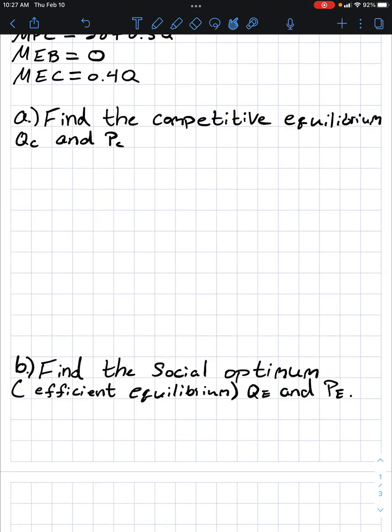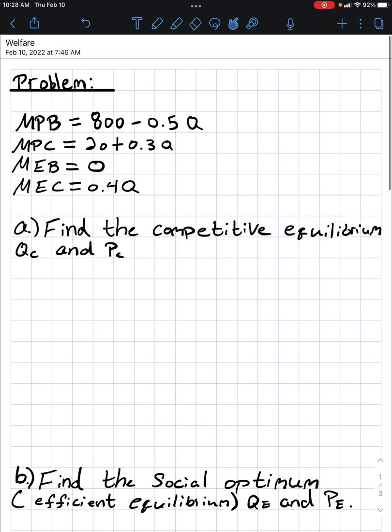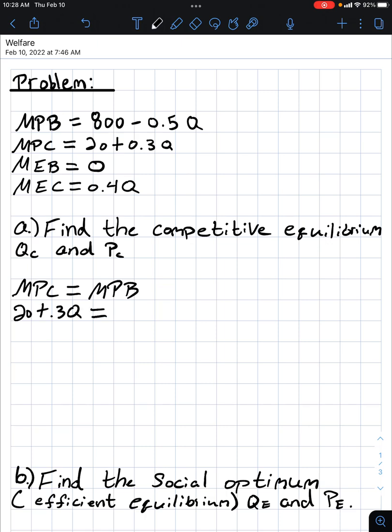Welcome back. Hopefully you were able to solve this problem. Now let's work on it together. So part A. Find the competitive equilibrium QC, PC. To do that, we need to set our marginal private cost equal to our marginal private benefit. So we get 20 plus 0.3Q is equal to 800 minus 0.5Q.